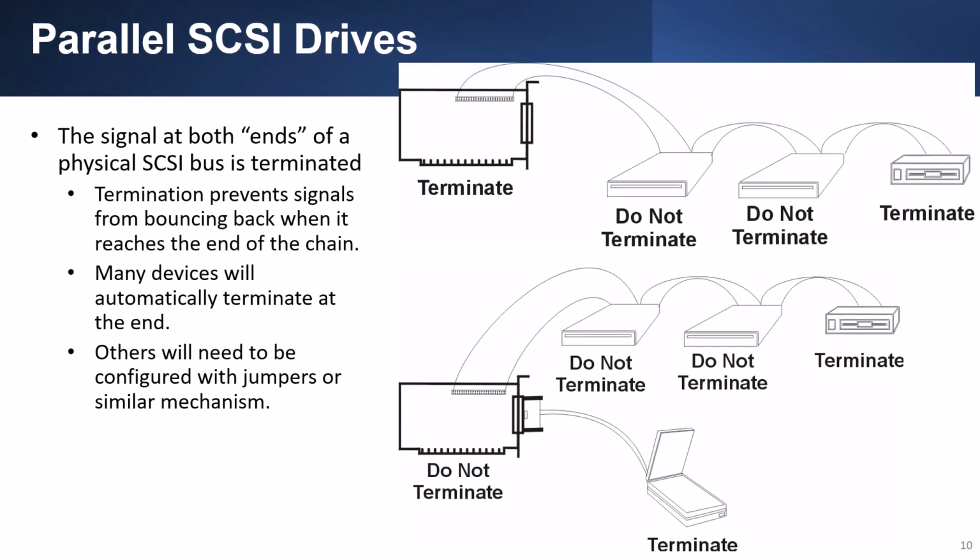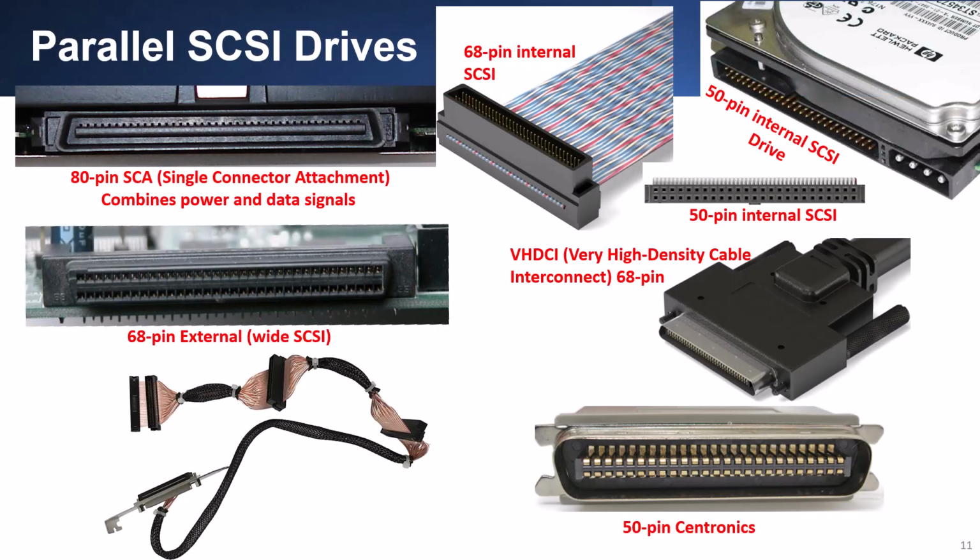The signal at both ends of the physical SCSI bus is terminated. Termination prevents the signal from bouncing back when it reaches the end of the chain. Many devices will automatically terminate at the end. Others will need to be configured with jumpers or a similar mechanism. Here are some of the more common legacy SCSI connectors.